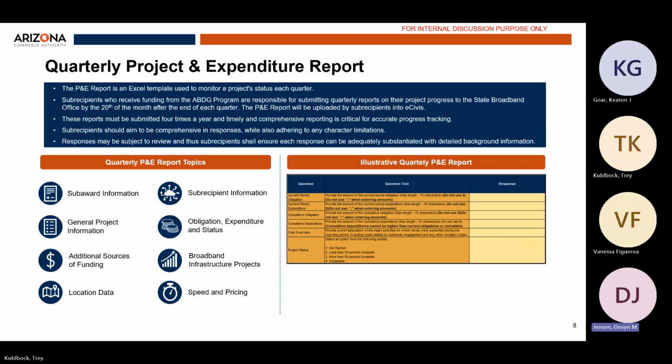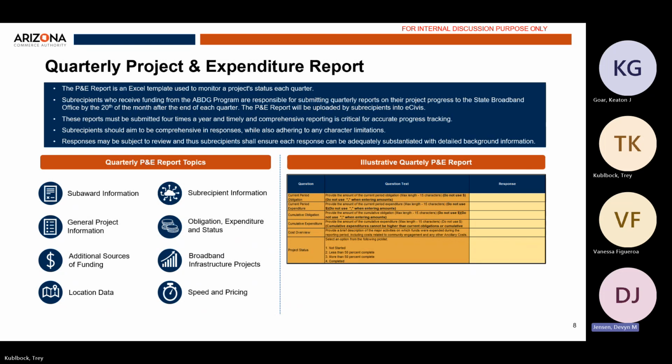Looking into the quarterly P&E report, this is an Excel template that is used to monitor quarterly project status, and the template can be found through eCivis. This report is submitted 4 times a year. Each topic on the left of the screen is a section that you'll see in the form, and each section has a few required responses. Some of the questions will be static, so they won't change quarter over quarter. Some will be less frequent, and then some will likely change every quarter.